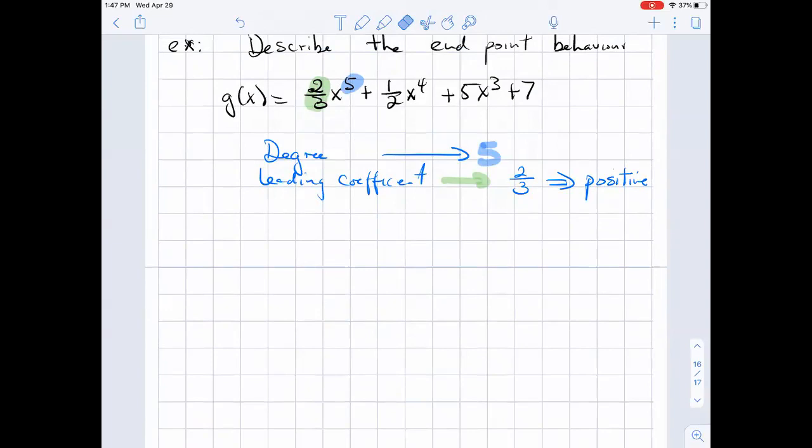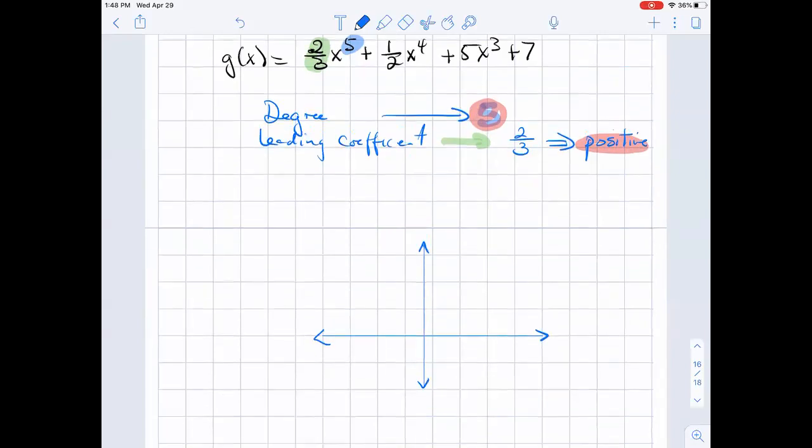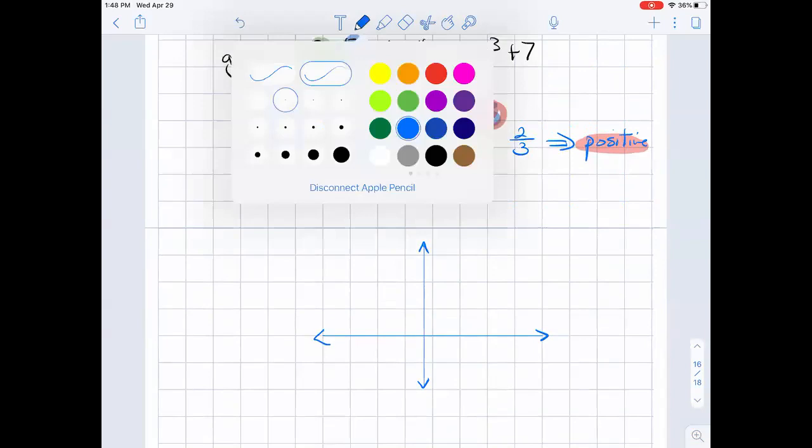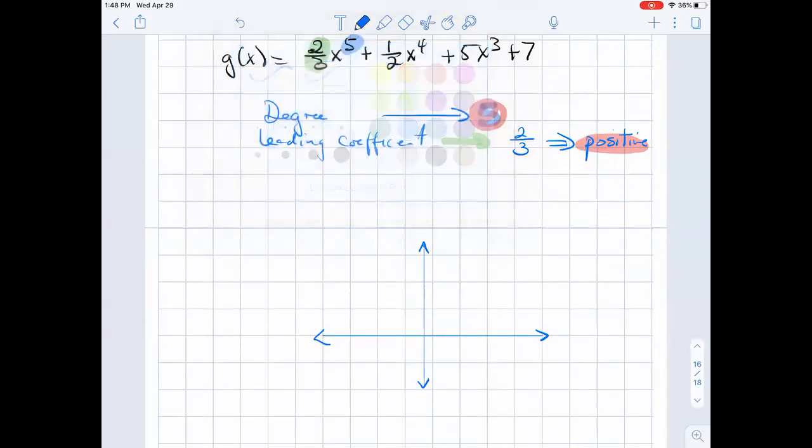So since this here is odd and this is positive, you should have a general idea that this graph is going to look like this. Let me draw that properly for you. We don't know what's happening in the middle right now. We're going to learn that, but not today. Because this is odd, I know that this end is going up and this end is coming down. How do I know that? I know that from here and this.